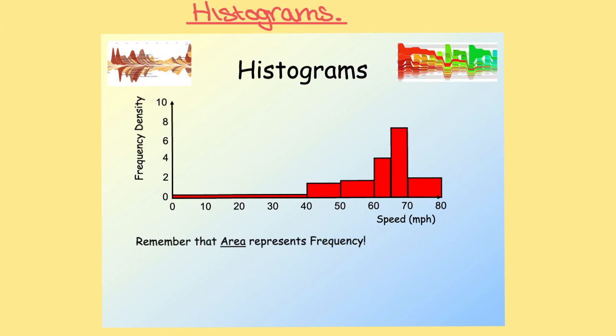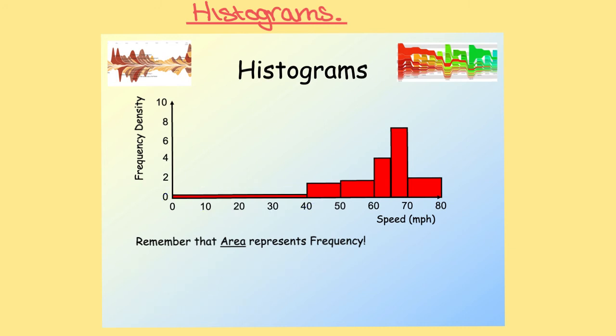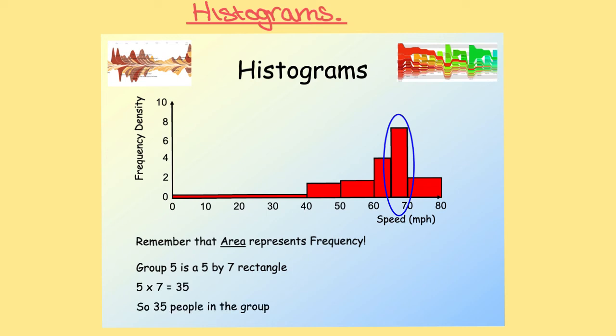Remember that area represents frequency. So group 1 is 40 by 0.25. 40 times 0.25 is 10. So 10 people in the group. Group 5 is 5 by 7. 5 by 7 is 35, so 35 people in the group.